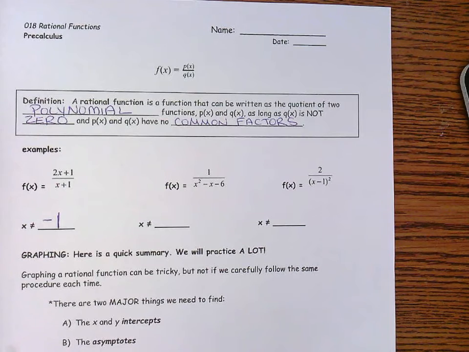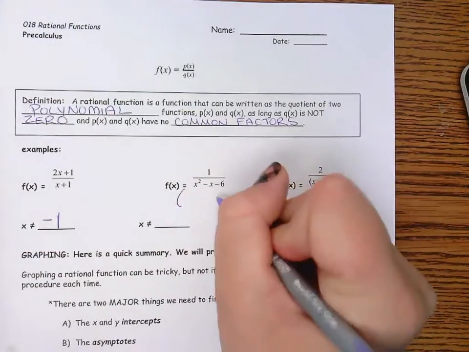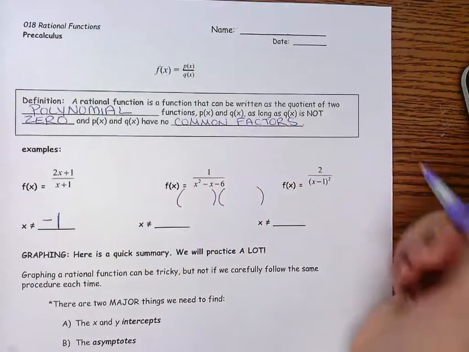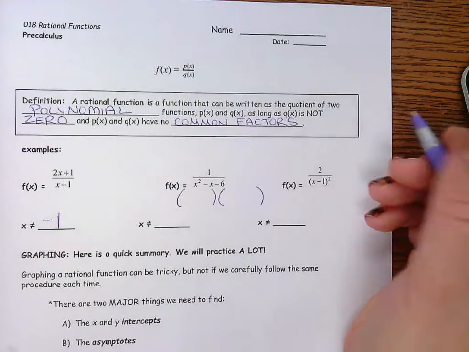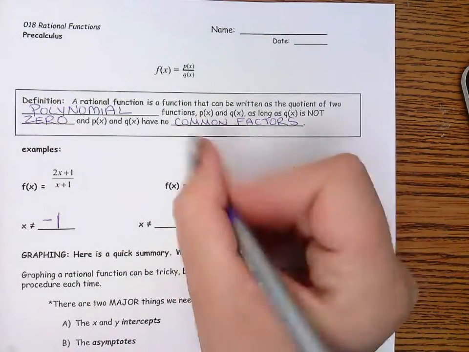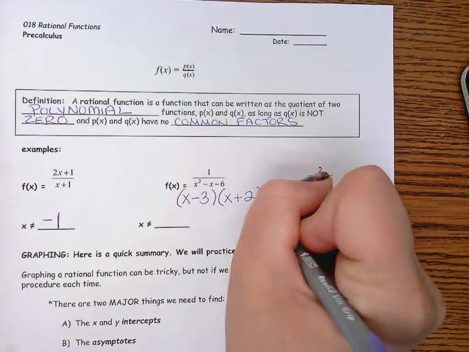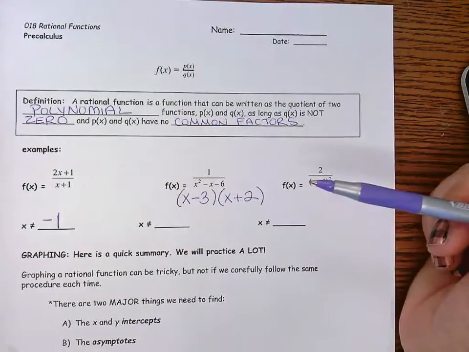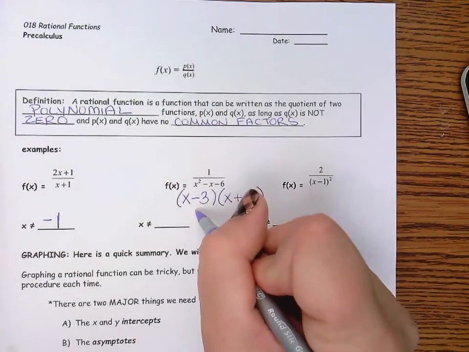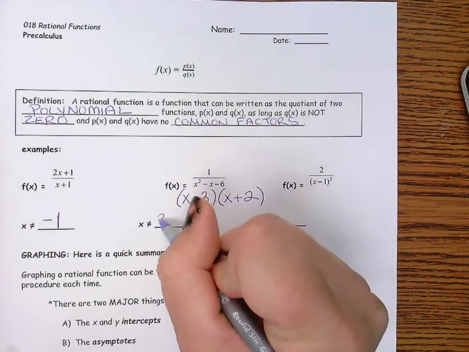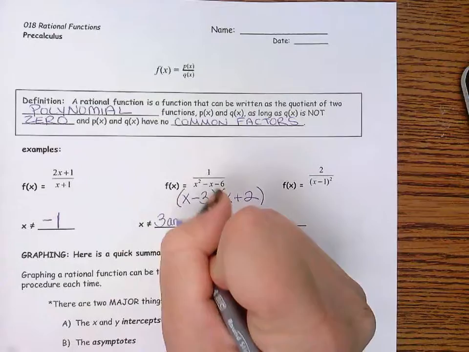So in the next rational function, this denominator is not factored, so I'm going to factor it. I'm looking for the factors of -6 that add up to -1. We should know from our study that that would be x minus 3, x plus 2. So when it's in factored form, I can see that the bad values for x are +3 and -2.